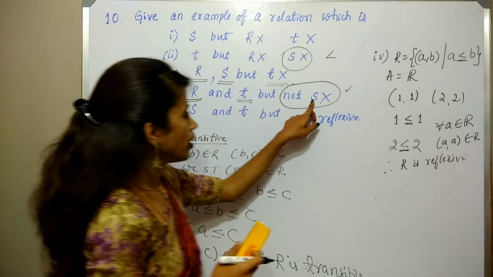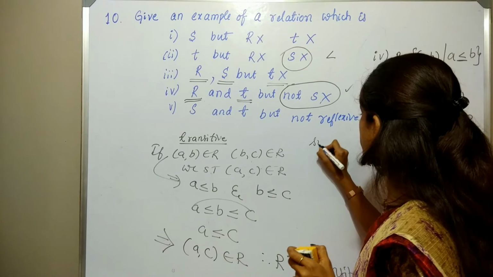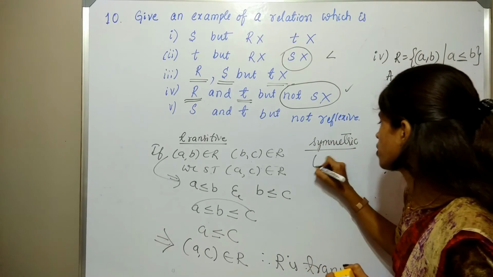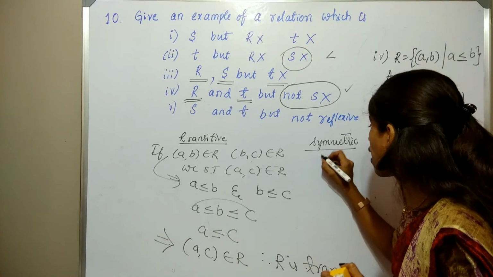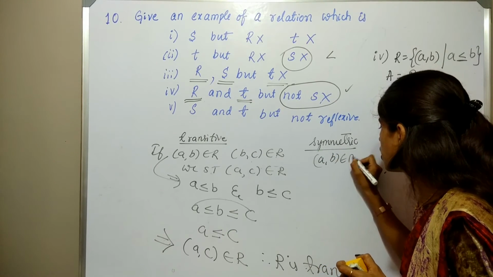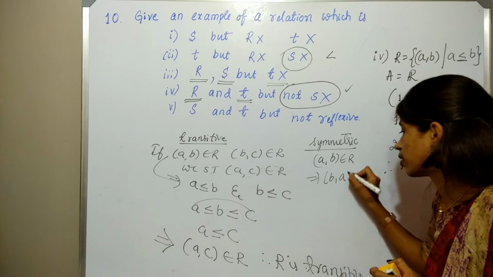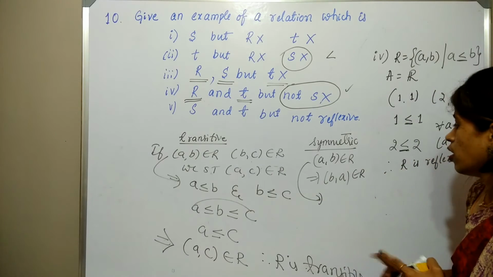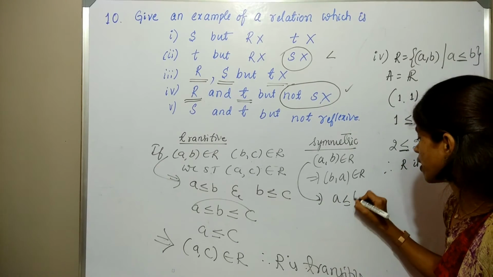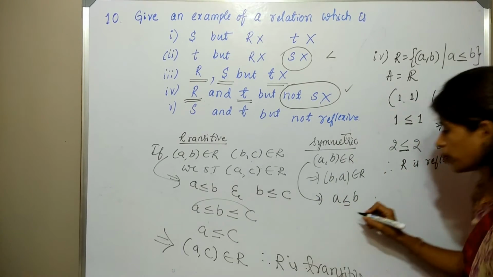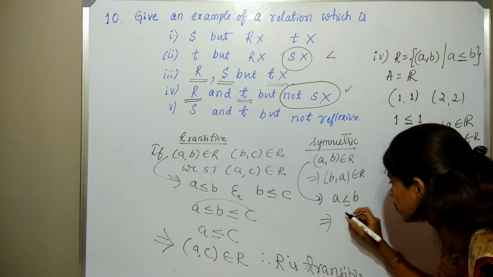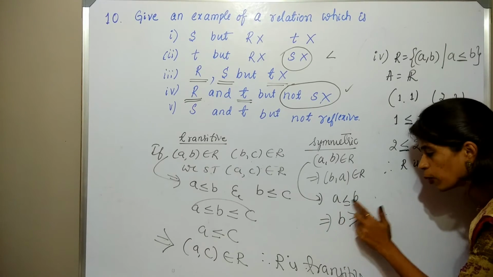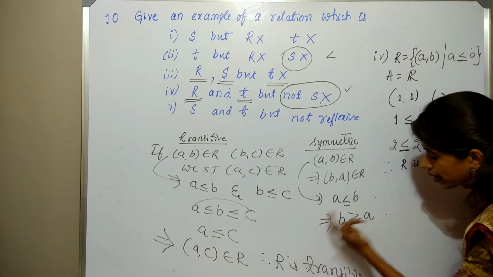Next, whether it is symmetric or not. To check symmetric, we have to show (A, B) belongs to R implies the reverse, (B, A), must be in R. So taking (A, B), it means A is less than or equal to B. A less than or equal to B means B is greater than or equal to A.